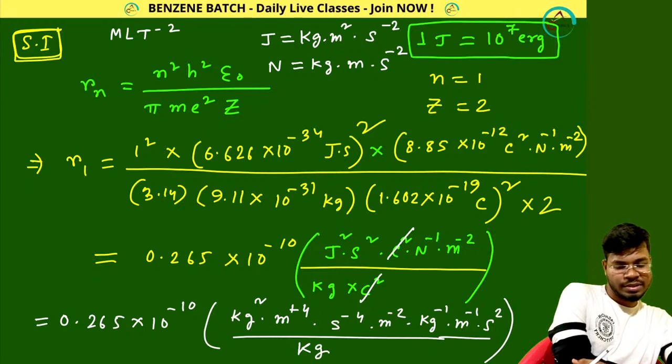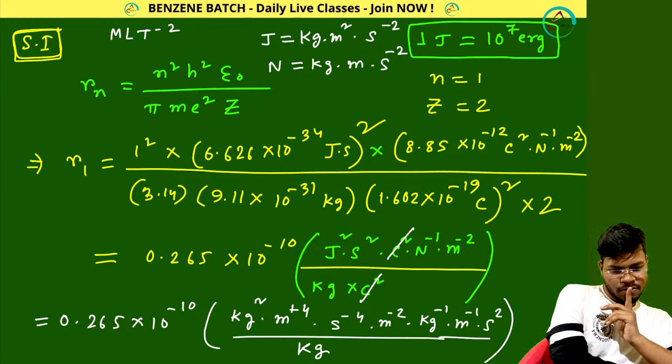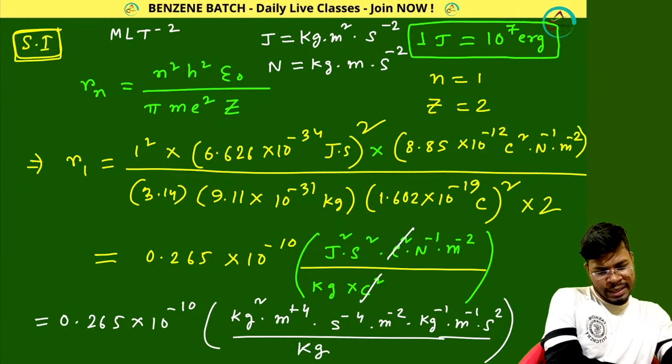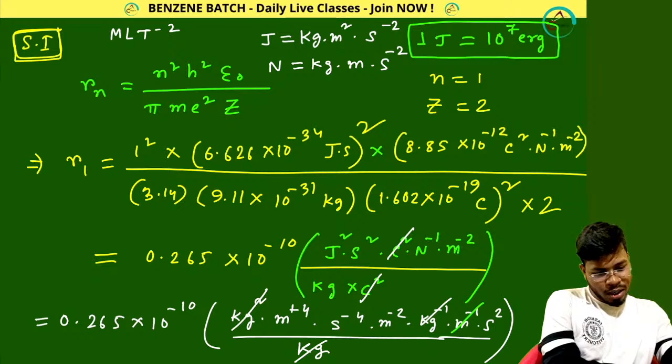You just try to see from here. So this and this two will cut. Then meter: 3, 1, 2, 3. I will be getting only 1 meter.